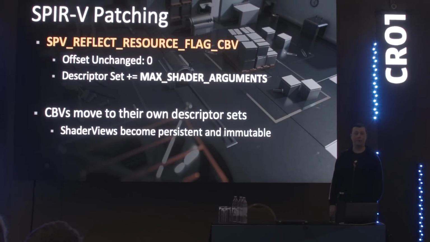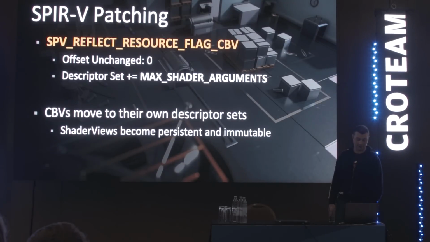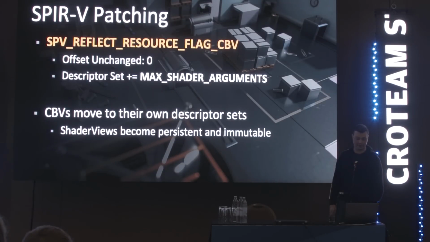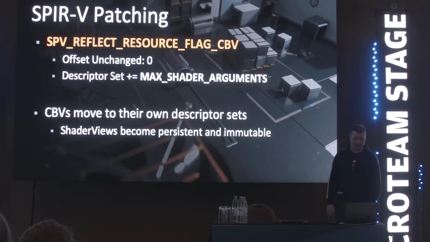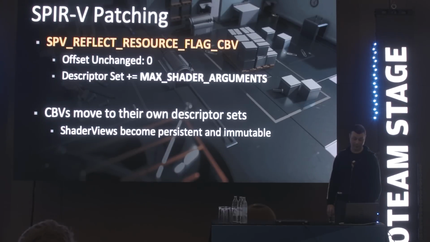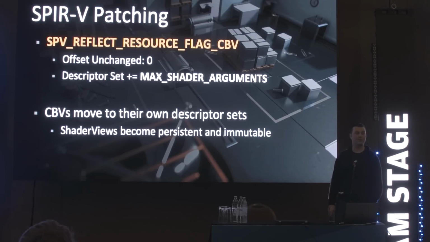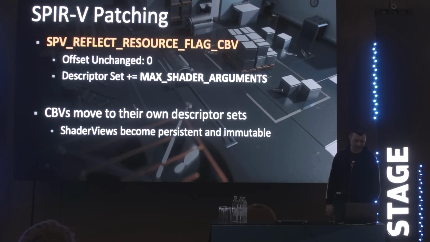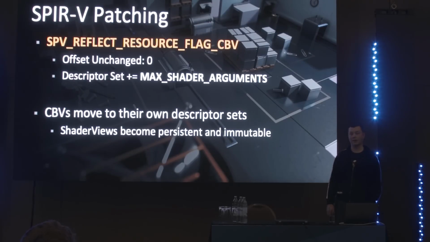Constant or uniform buffers are a bit more interesting. We want to move CBVs to their own descriptor sets in order to make the shader views representing the other resource types persistent and immutable. To do so, we don't adjust the offset, we'll have a single CBV per descriptor set. However, we do shift the descriptor set number by the max number of shader arguments. This means if descriptor set 0 contained a constant buffer, that constant buffer would move to descriptor set 5 if the max shader arguments is 4.